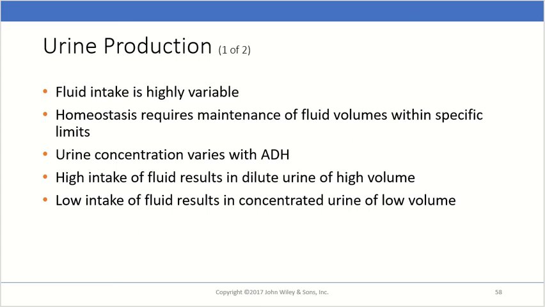All right, so fluid intake is going to be highly variable for most people, right? And homeostasis is therefore going to require maintenance of fluid volumes within specific limits. So urine concentration is going to vary with ADH levels. High intake of fluid is going to result in a dilute urine of high volume. Alternatively, low intake of fluid is going to result in concentrated urine of low volume.